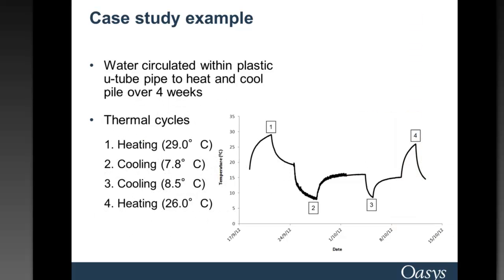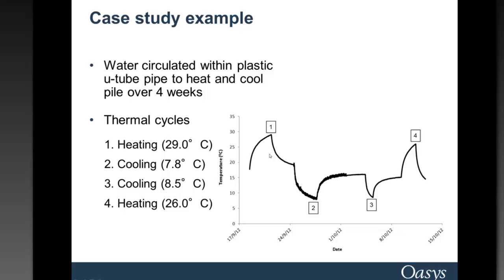So then, as part of the test, over the course of about a month, we heated and cooled the pile by pumping hot water and alternatively cold water around the plastic pipe that was cast inside the pile. Once the pile had reached an equilibrium temperature of about 18 degrees after the concrete had cured, we started to heat the pile in the first stage up to 29 degrees before we let it recover. Then we cooled the pile in stage 2 down to about 8 degrees before we let it recover. Cooled it a second time, so in the third stage it was cooled again to about 8 degrees, let it recover before in the final stage of the test we heated the pile to about 26 degrees.